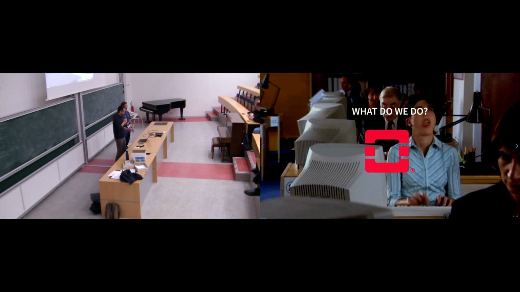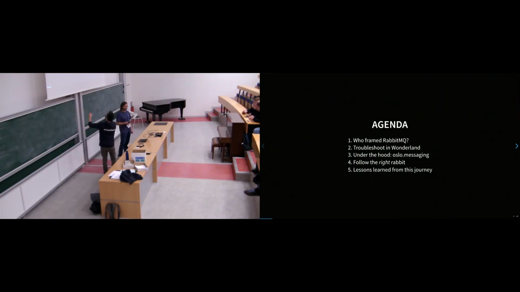So, what are we going to talk about today? We will start by trying to figure out who framed RabbitMQ first. Then we will try to troubleshoot what's wrong with the RabbitMQ server cluster. Then Julien will explain a little bit what is under the hood, what is behind Oslo messaging. Then we'll try to understand how we can fix what we did, what we will do to make the cluster up and running and fine. And then we will conclude by trying to learn something from this journey.